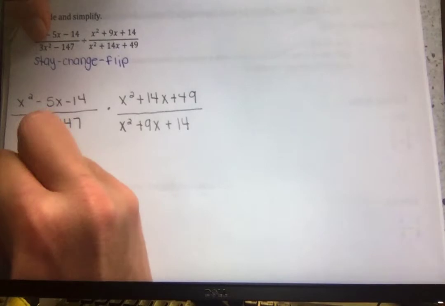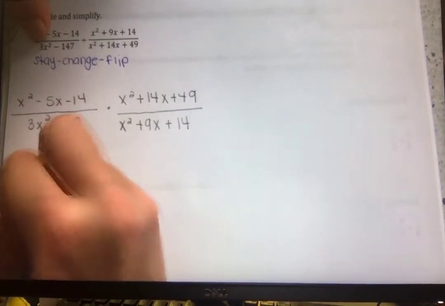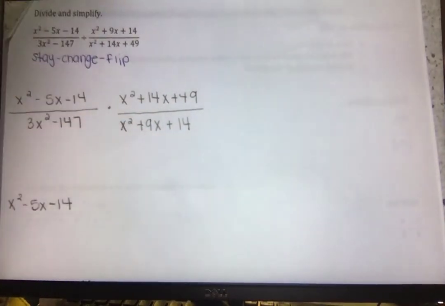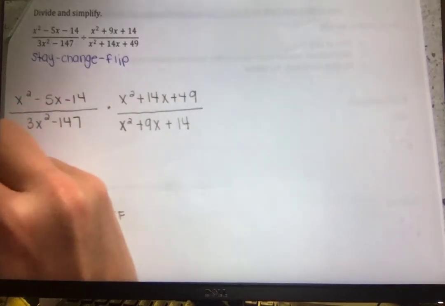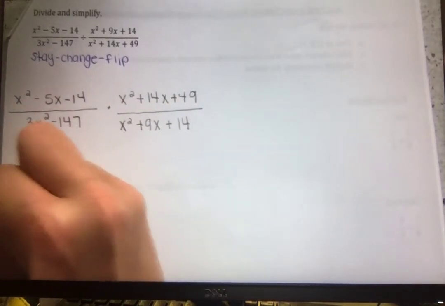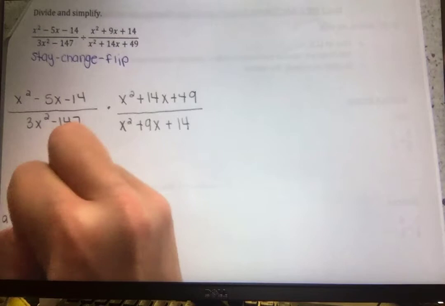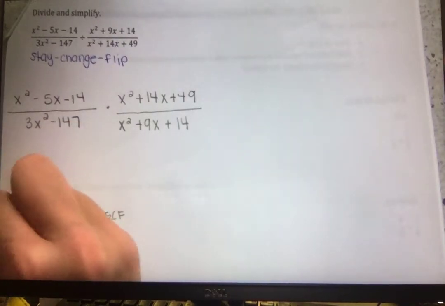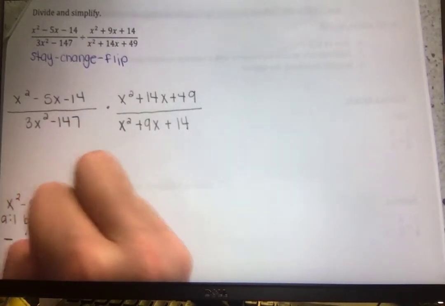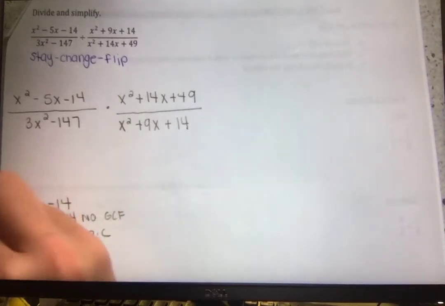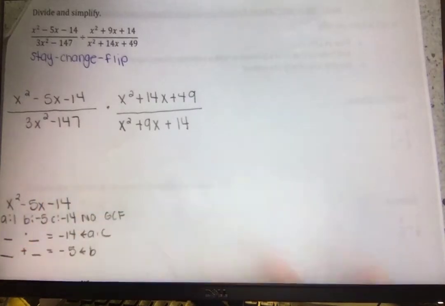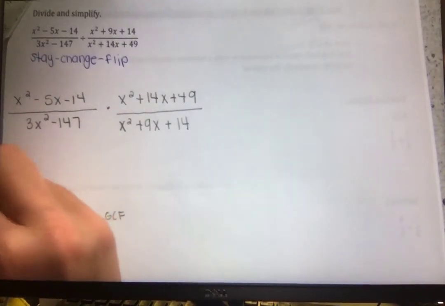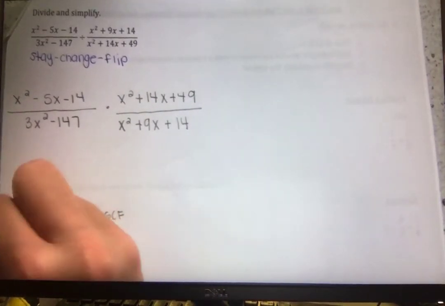Next one, x squared plus 14x plus 49. Again, no GCF. Our A value is 1. B is 14. C is 49. So two numbers that multiply together to give me A times C, which is 49, and the same two numbers add together to give me B, which is 14: 7 and 7.